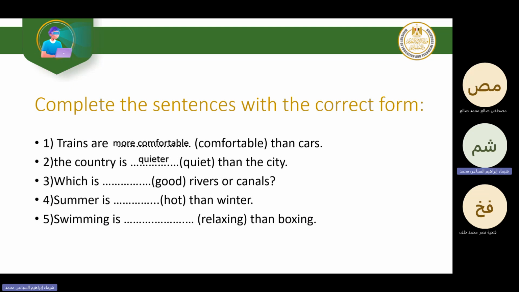Number three, which is blank, rivers or canals. So we are comparing between rivers and canals, two things. And we want to use good. Are we going to say gooder? No, of course. It's an irregular adjective. So it will be, yes, better. Which is better, rivers or canals?